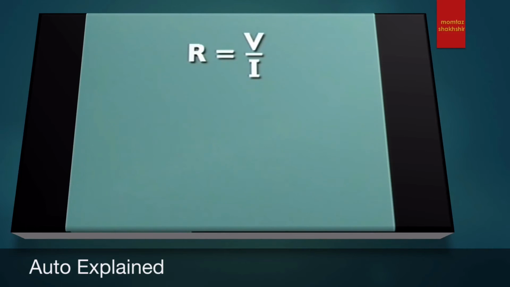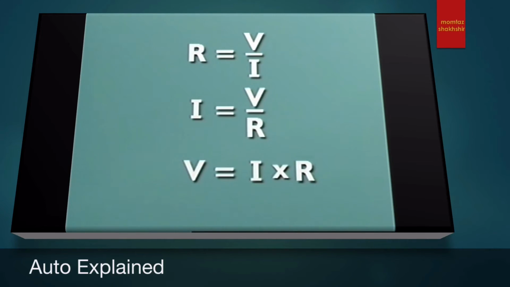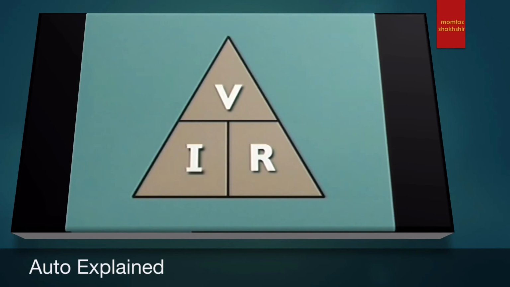Therefore, I equals V over R, and V equals I multiplied by R. This triangle is an easy way to remember them. R equals V over I, I equals V over R, and V equals I multiplied by R. With Ohm's law, as long as any two of the three quantities are known, the third can be calculated.